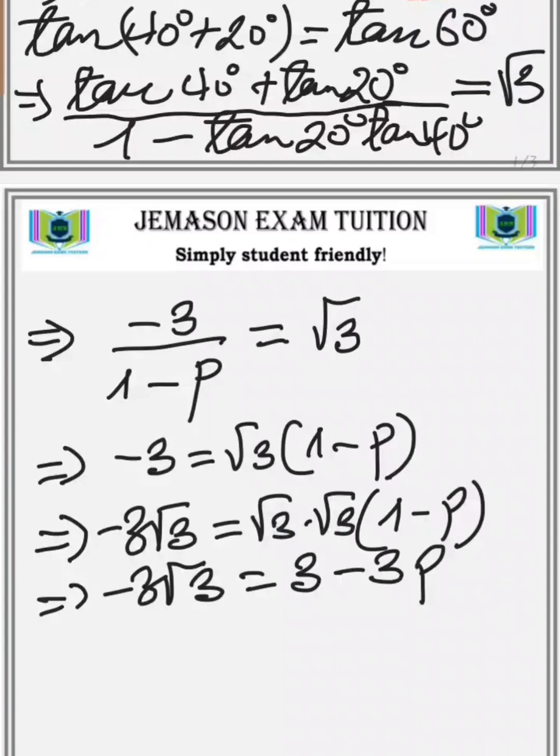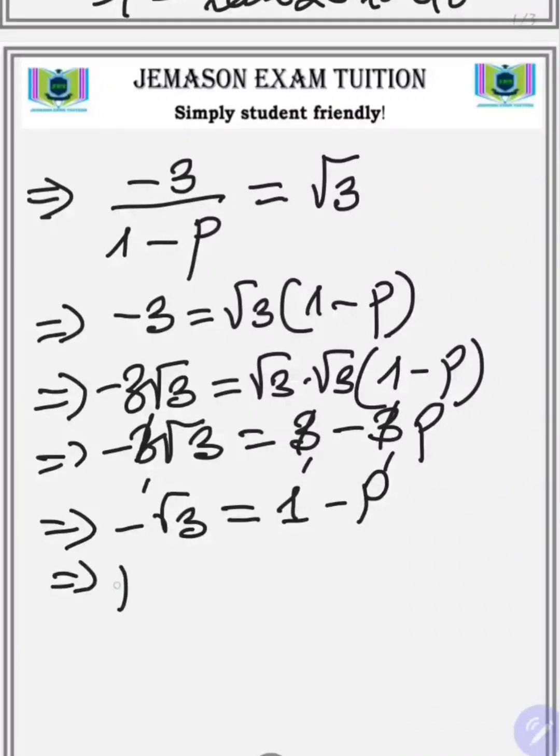Root 3 times root 3 is 3, and then expanding the 3 into the bracket, we have this expression on the right hand side. You can notice that 3 cancels in all the terms to give 1, so that we get negative root 3 equals 1 minus p, and so p should be 1 plus root 3. But the question says we should express p in terms of sec 30 degrees.